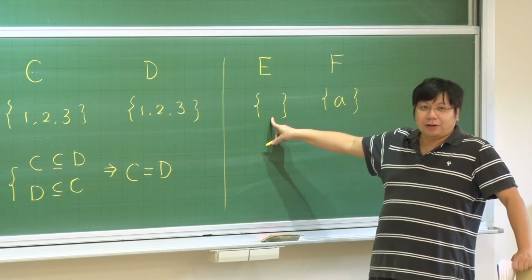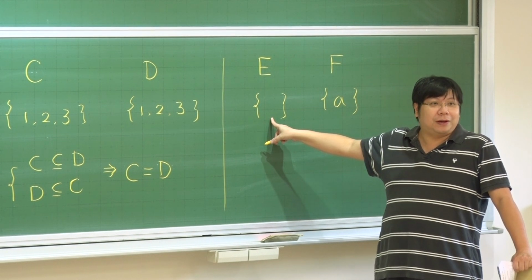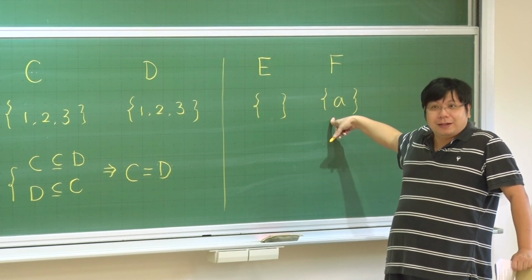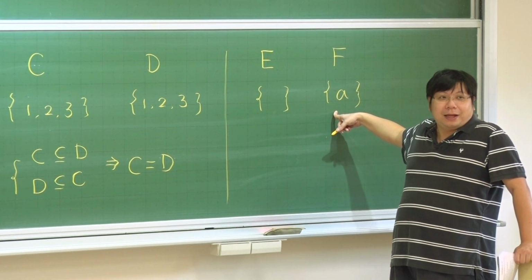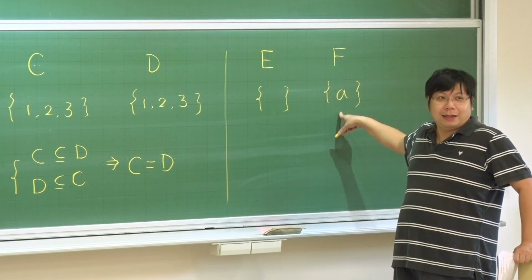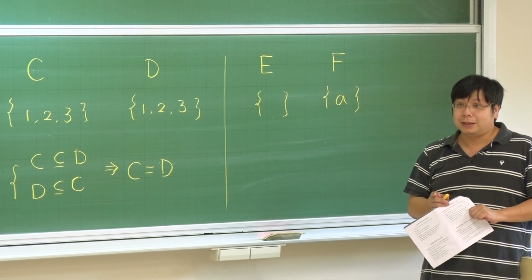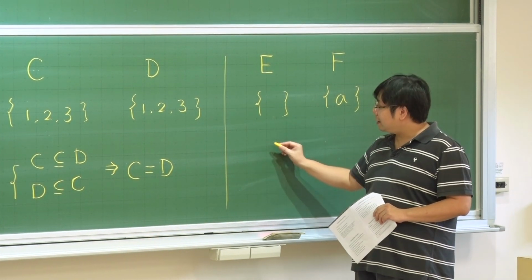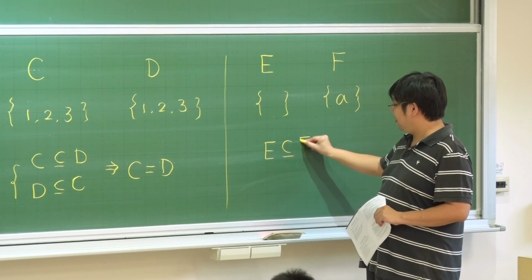Now, E does not contain anything. So it is still true if I say anything that appears in E appears in F. Does that make sense? If something is in E, then that thing is in F. This is going to be a true statement. Okay? So in this case, we still write E is a subset of F.